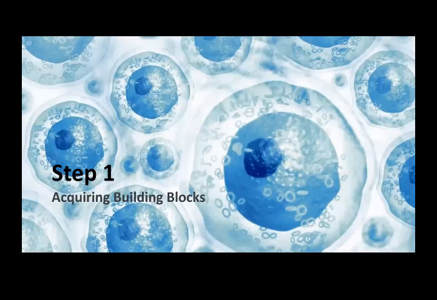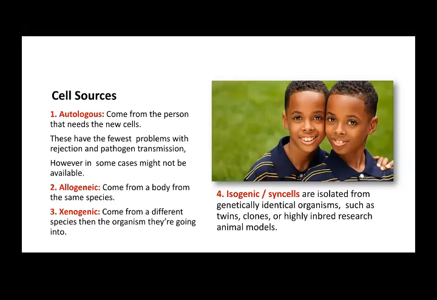Step 1, acquiring the building blocks. इसमें जो है cell sources. Cell sources क्या हो सकते हैं? There are multiple types, like we're going to discuss right now. Autologous, meaning they come from the person that needs the new cells. उसी बंदे से जो निकालेंगे cells, that's known as autologous.